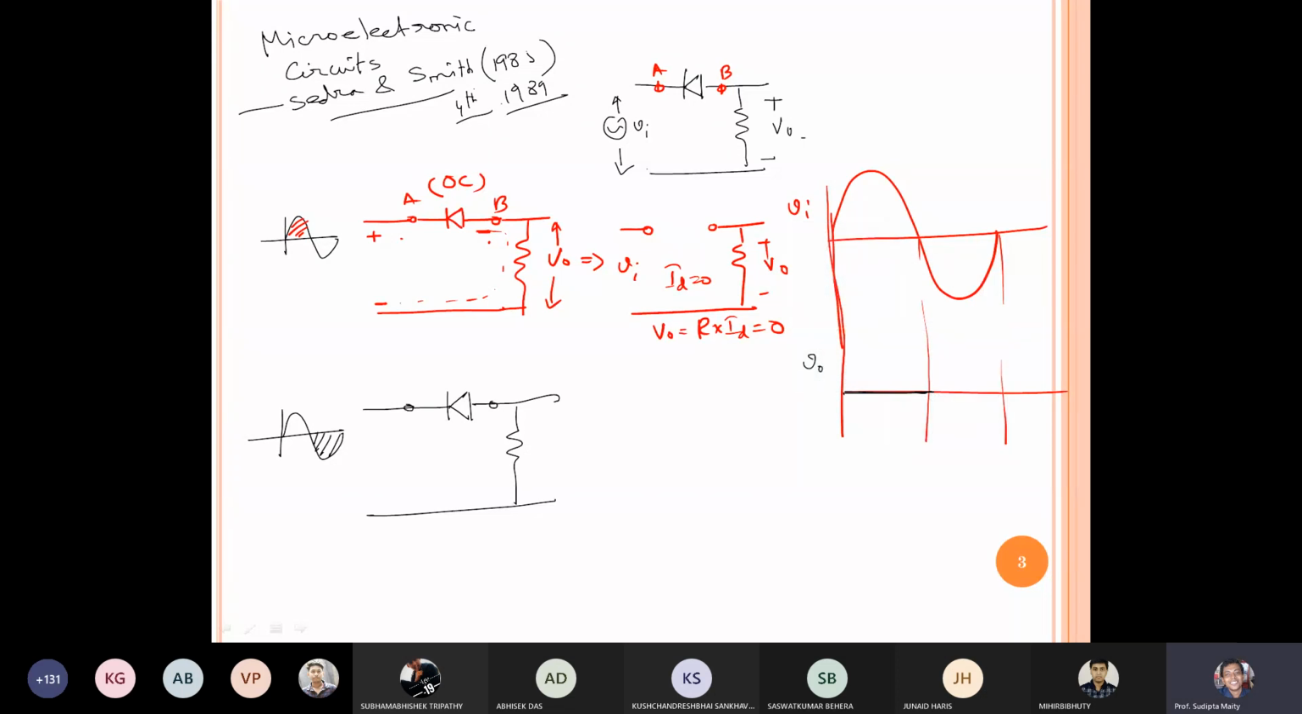Okay, so in this case, as it is a negative half cycle, I can assume the input is nothing but here minus, here positive. Is it clear? Here it is minus, here it is positive. Is it clear?